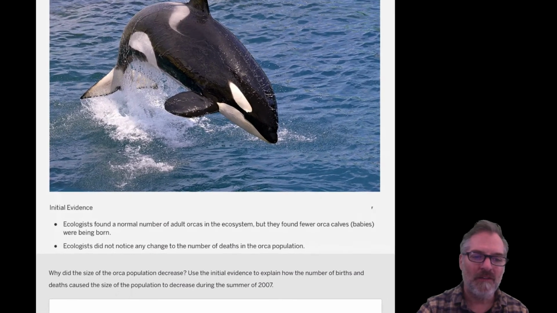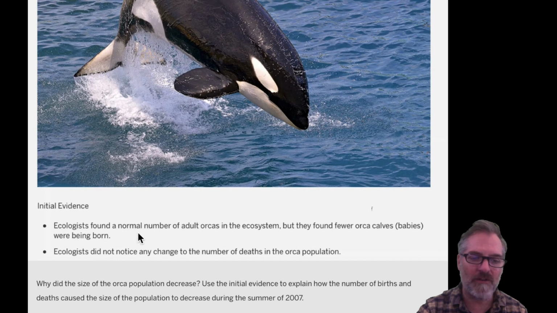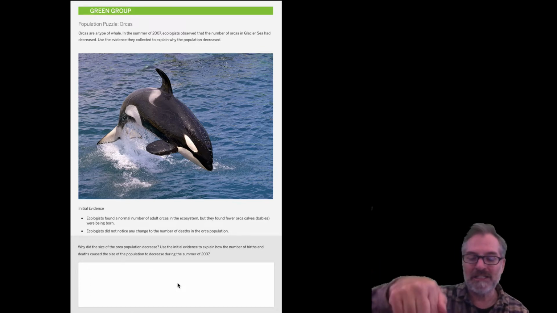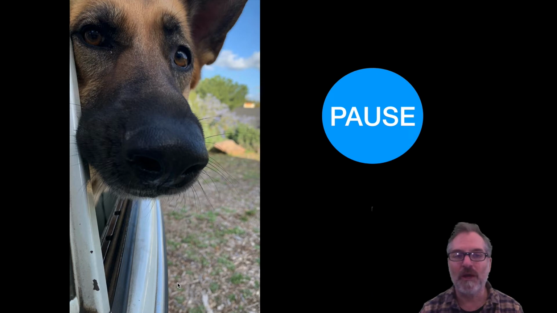So, if you take right here, we know that ecologists found a normal number of adult orcas in the ecosystem, but they found fewer orca calves. The babies were being born. So that was the first piece of initial evidence. The second, ecologists did not notice any change in the number of deaths in the orca population. So go ahead and put your response down here of what is causing the orca population to decrease. So if you would go ahead and pause the video and respond.